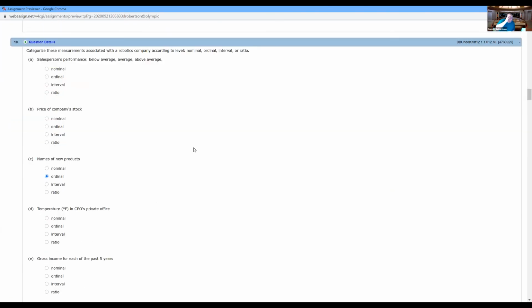Even although we don't know this yet, because we will cover it, this is an example, question 10. Categorize these measurements, which I would call data, associated with a robotics company according to the level nominal, ordinal, interval, or ratio. Right. So these are the jargon words for the kind of data that we talked about. Nominal data is data like red, blue, green, and yellow, right? There's no numerical value associated to it that you could categorize, right? You can't put a number to it.